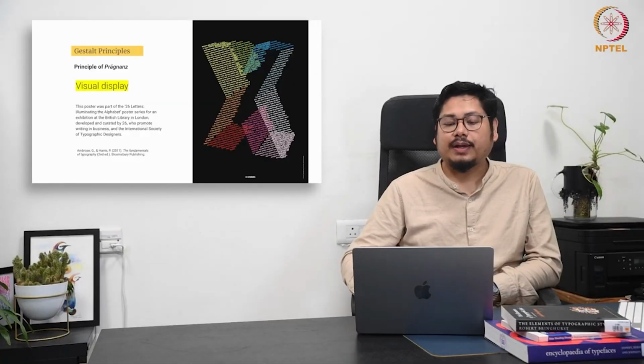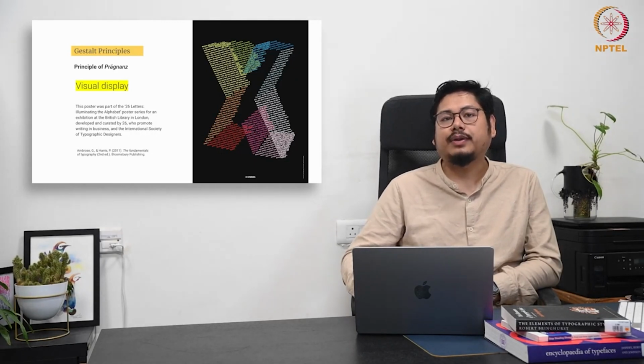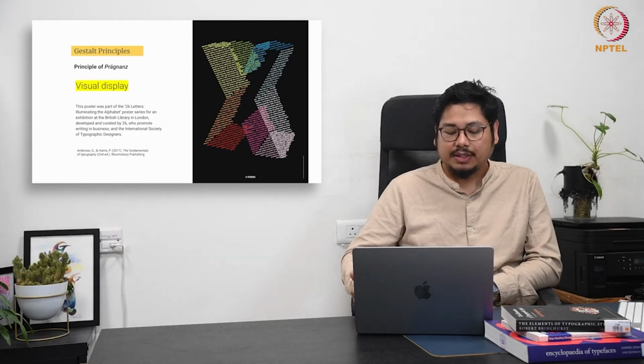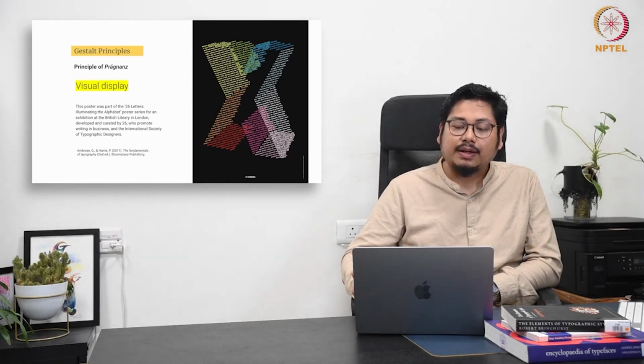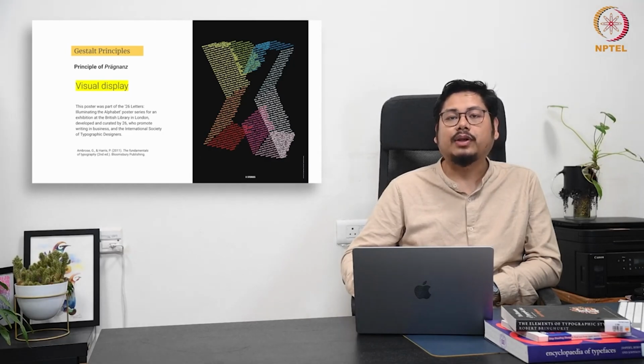This is where the idea of Pragnanz is again playing an important role. Your brain is ignoring the complexity of all the write-ups associated with this, but it's directly figuring out the alphabet X, and it's reducing the overall complexity in a simpler manner so that you can comprehend the anatomy of X quickly.